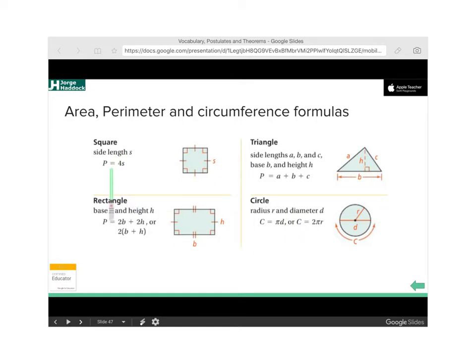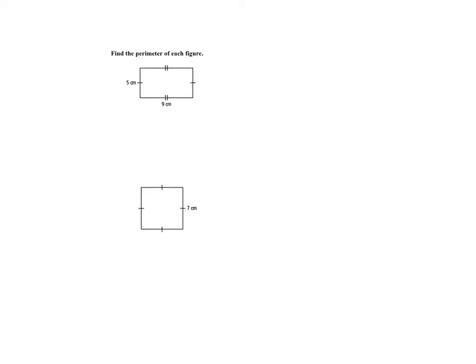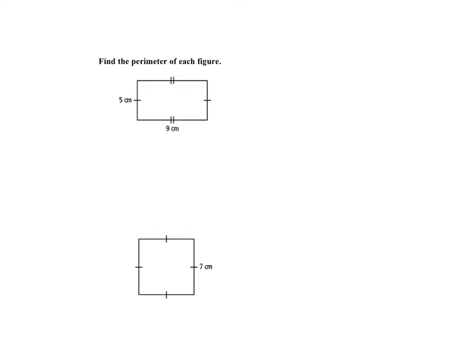So for a square, the perimeter is 4 times x. For a rectangle, the perimeter is 2 times b plus h, and so on. Okay, so let's start by finding the perimeter of each shape right here. This is a rectangle. It's telling me with those two lines that the two sides are congruent, and those two sides are congruent. So my perimeter is 2 times 5 plus 2 times 9. Since 10 plus 18 is 28 centimeters.